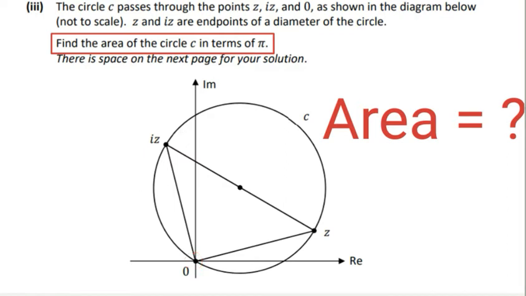So it looks very complicated at the moment because we have to apply some geometry and get the area of circle C in terms of pi. So if we're getting the area, we need the radius. If we look at where the radius is, it's half the distance between iz and z. Alright, so we could use the midpoint formula here and get that center coordinate.